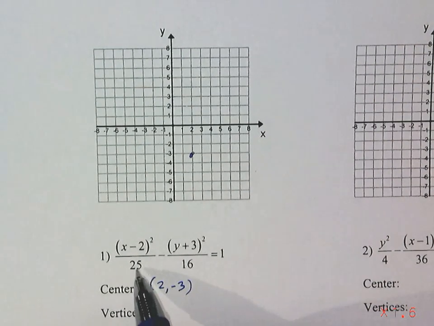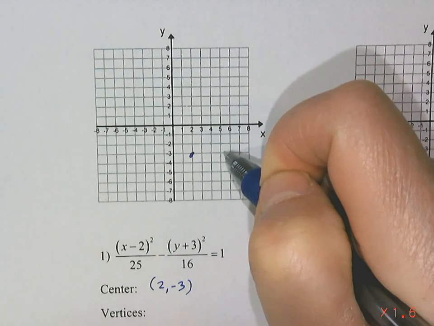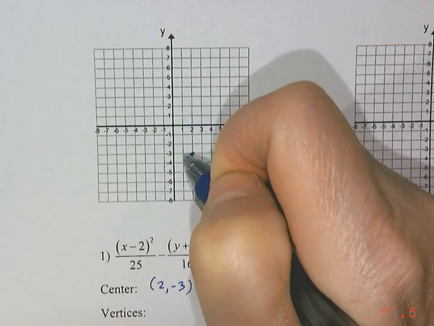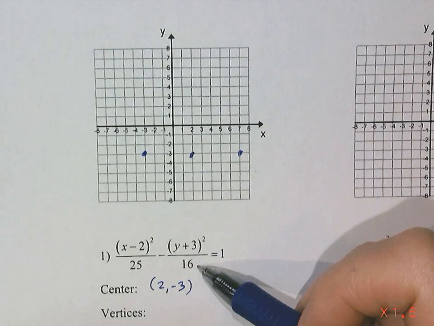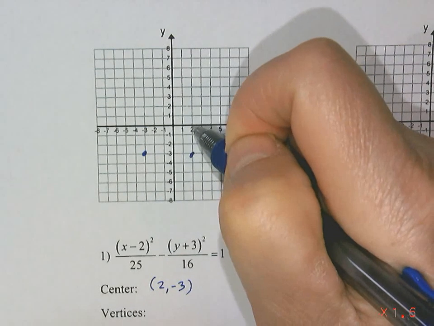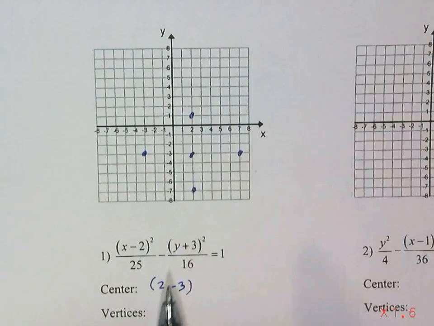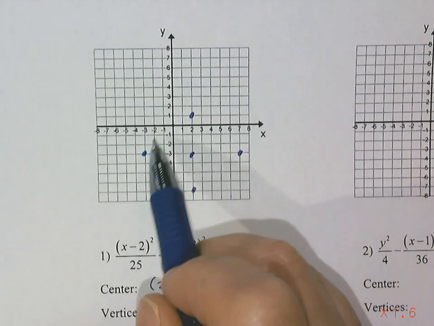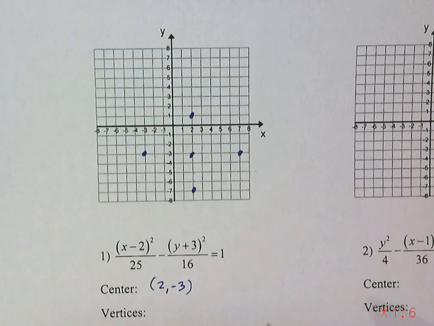So under the x is a 25, so I have to go right and left from the center 5. The square root of 25 is 5. So 1, 2, 3, 4, 5. Under the y is a 16, so I have to go up and down 4. 1, 2, 3, 4. If this were a plus sign right there, that would make my ellipse. It's not going to be, but it's going to help me create the box that forms my hyperbola.